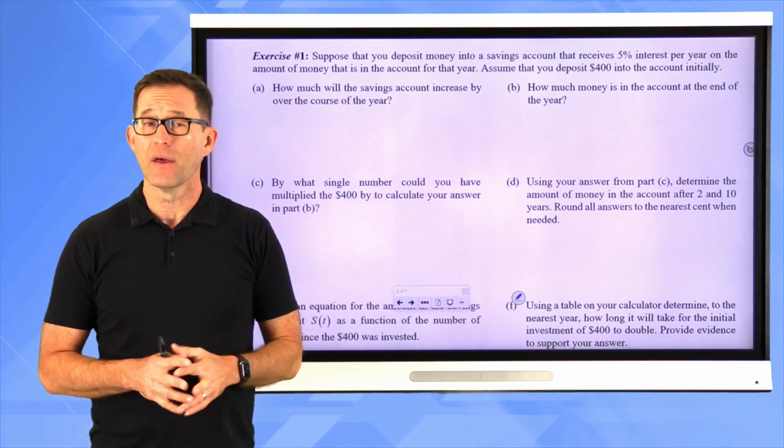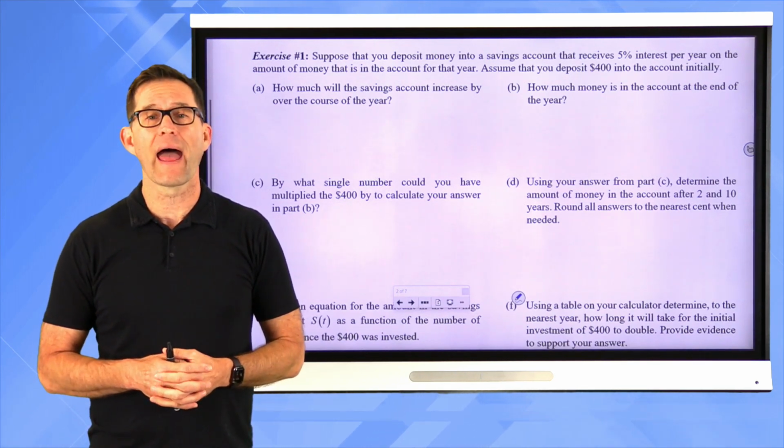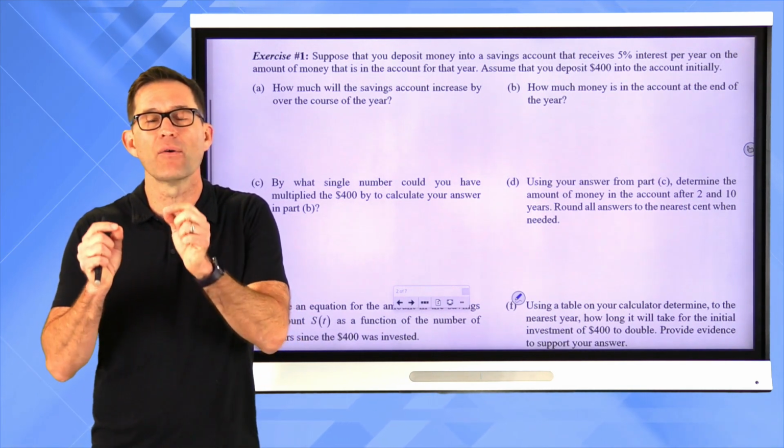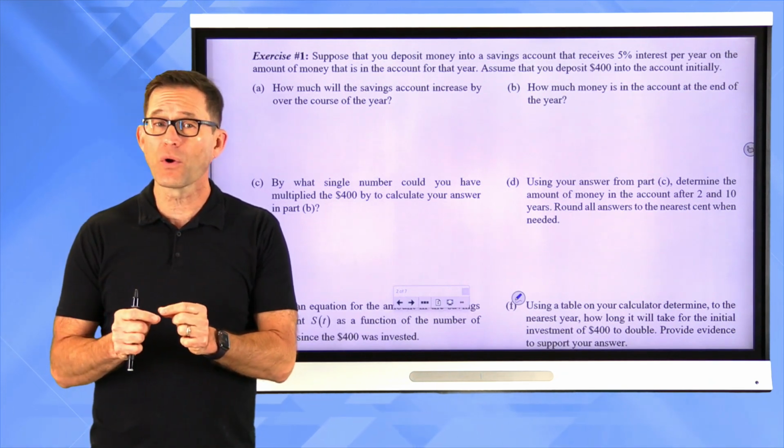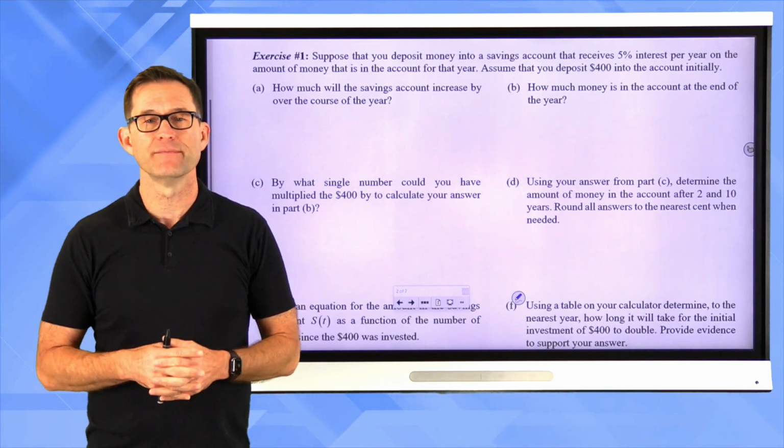Pause the video now. You're going to want a calculator throughout this lesson and see if you can figure out how much simply the savings account increased. Not what it was worth at the end of the year, but just how much it increased. Pause the video now.